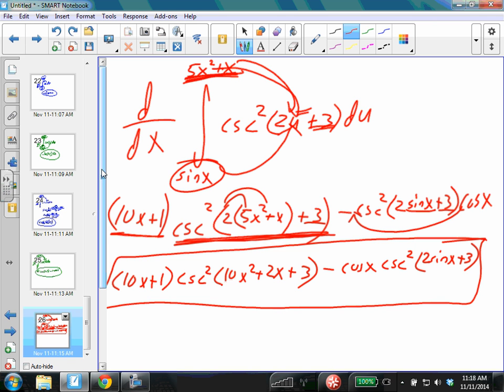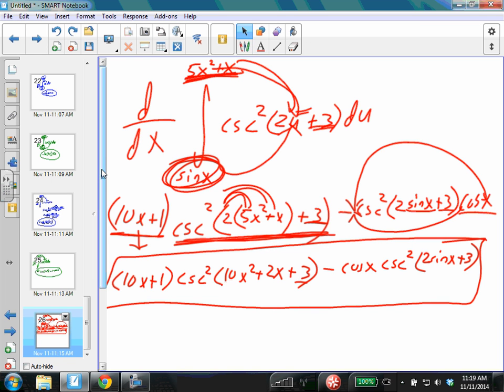But then because we plugged in, the pattern we've talked about is you need to multiply by the derivative of what got plugged in, and what got plugged in was sine, and so its derivative is cosine. Okay? And from there, I just cleaned things up. I just brought that 10x plus 1 down. This 2 was distributed on the inside here, so this is cosecant squared of 10x squared plus 2x plus the 3 is still just hanging out, right? Minus, and all I did was move this cosine to the front, so cosine of x, cosecant squared of 2 sine of x plus 3. That's it.